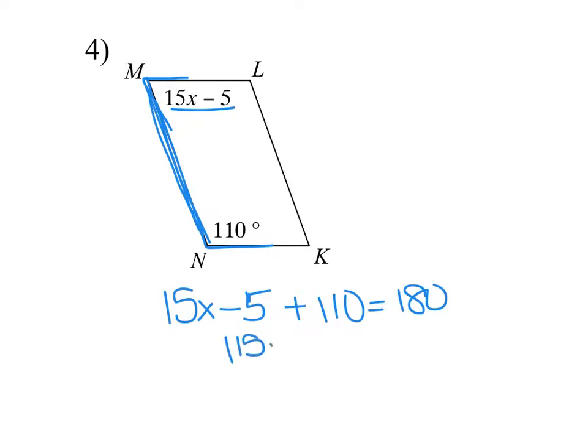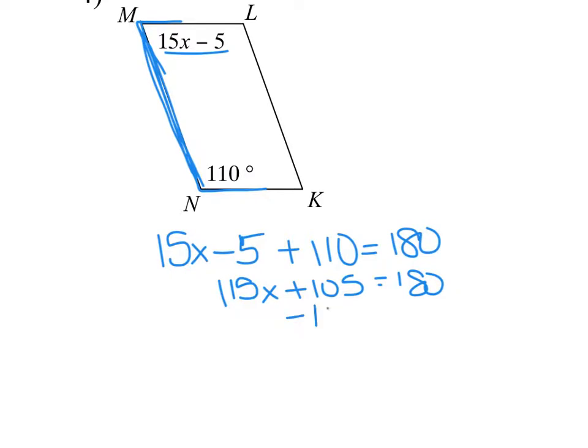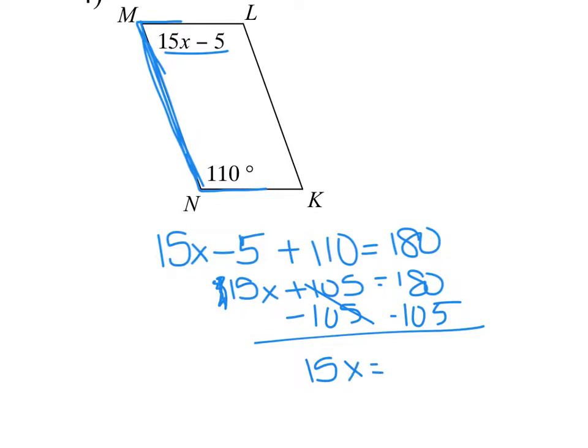Combine like terms. And then solve. So then subtract 105. That is not 115. How did I get that? That's ridiculous. Whatever. So that's 75. So divide by 15, not 115, and you get x is 5.